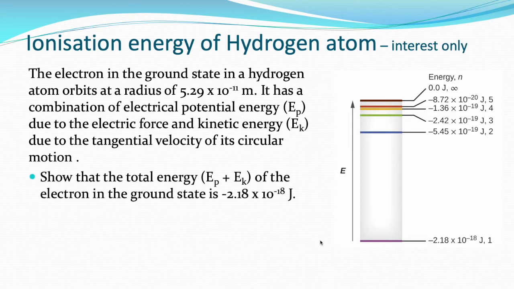So could we show that the total potential energy plus the kinetic energy of the electron in its ground state is minus 2.18 times 10 to the minus 18? That's the number that's shown on the bottom of the diagram on the right hand side there. That's the total energy of the electron in the ground state. Now that is the actual value. So could we work that out based on the fact that the electron is orbiting at a radius of 5.29 times 10 to the minus 11? Yes, we can. It's only for the brave. It's on the next slide.